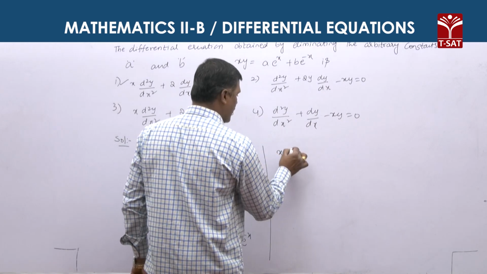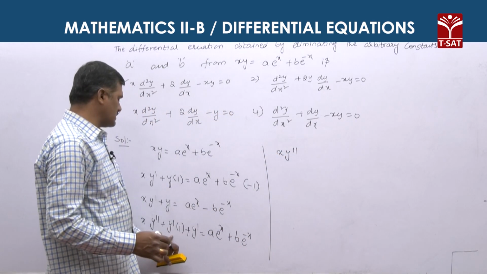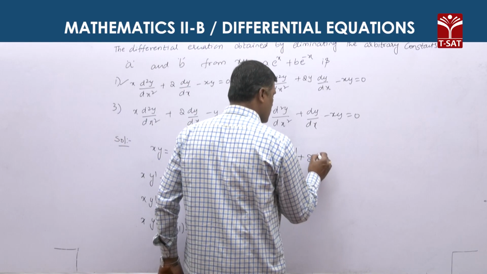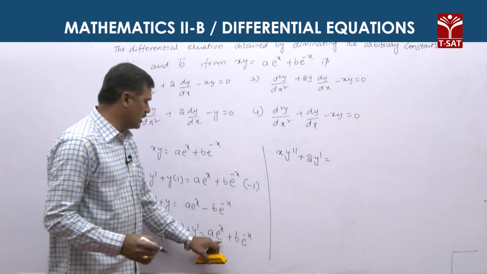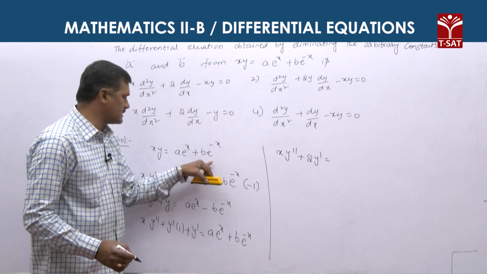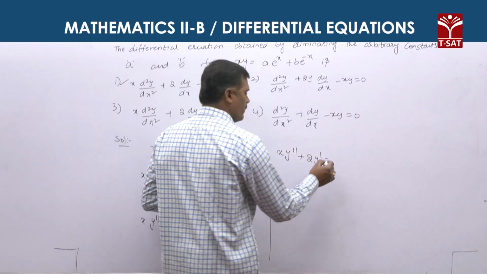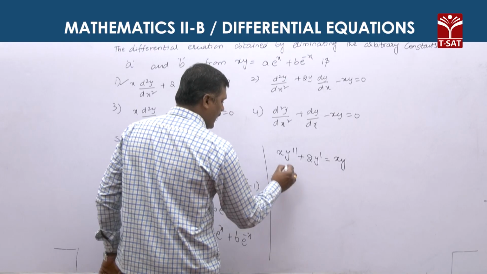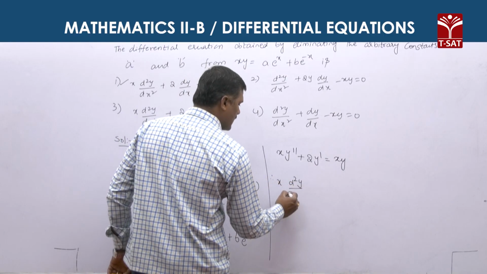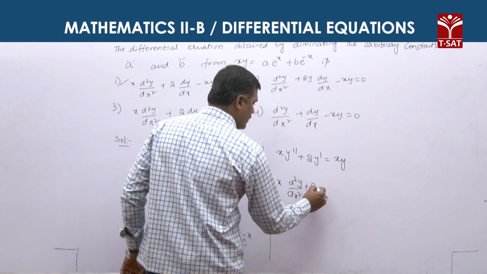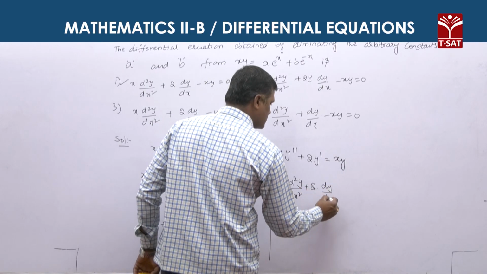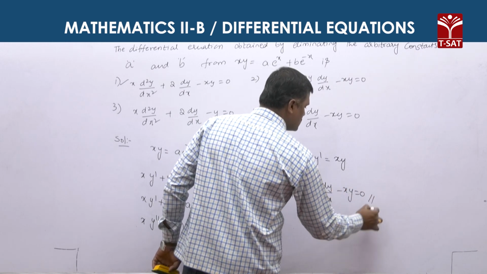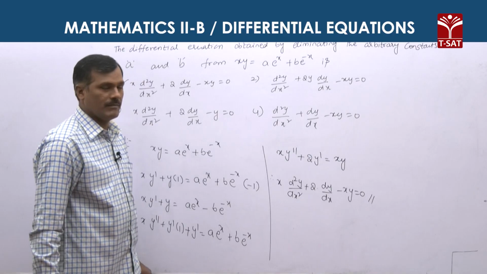Therefore x into y double dash plus y dash into 1, y dash plus y dash, that is 2 y dash, is equal to a into e power x plus b into e power minus x, whose value is equal to xy. Therefore x into y double dash, nothing but x into d square y by dx square, plus 2 into y dash, meaning dy by dx, minus xy is equal to 0, which is the required differential equation of the given problem.